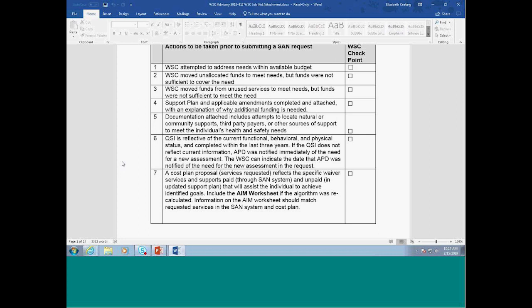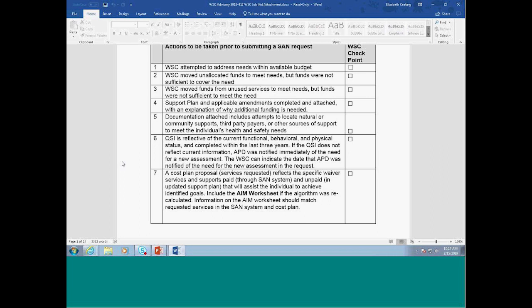That's something that is really critical for you to be looking at, especially if it's 2 years old, if they've had a decline in their health condition, or if they've had a decline in their behavioral situation. Please make sure that the QSI is reflective of the client's current situation.